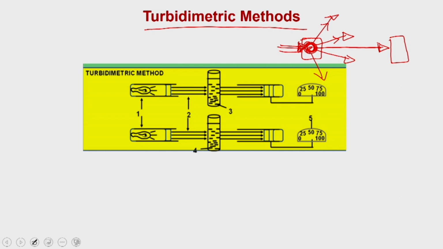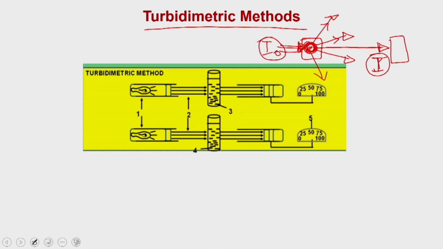Because of that, if you hit the light with I0, it becomes a light of I, and this difference of I versus I0 can be used to correlate the number of bacteria which are present in your solution.